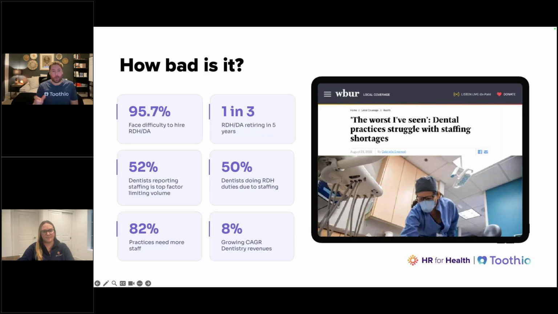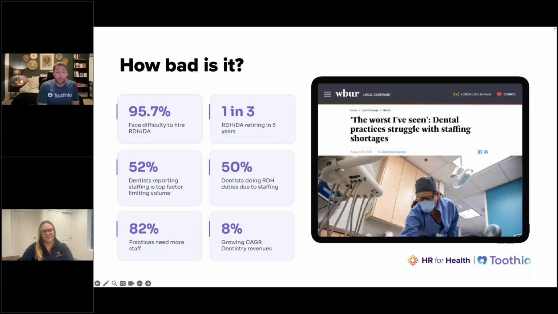That number is slightly debated. You'll hear 20%, you'll hear 40%. We think it's somewhere closer to 30%. So the problem's not going to get any better. And then half of doctors report staffing as their top factor limiting volume. So that's the biggest limiting factor to them getting more production in their practices, seeing more patients, driving more revenue.